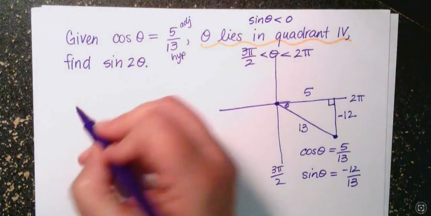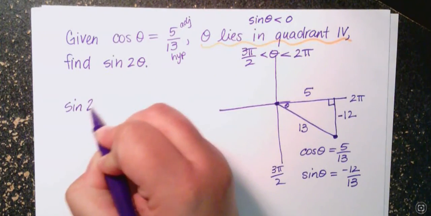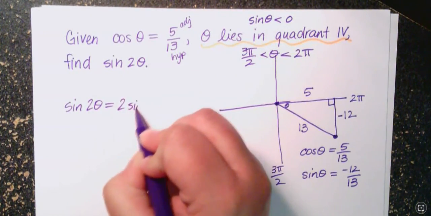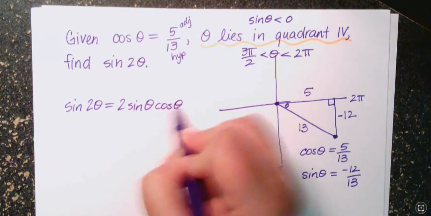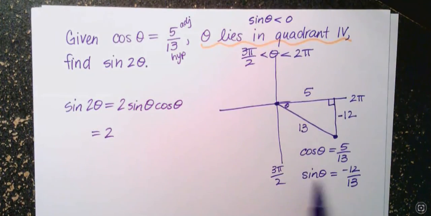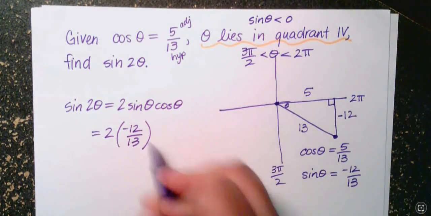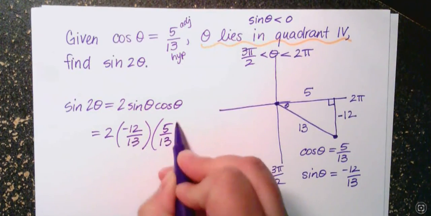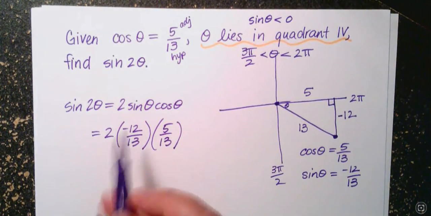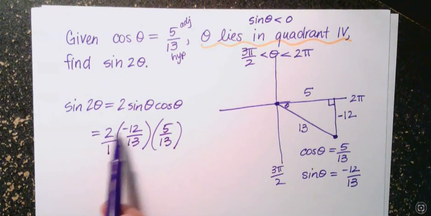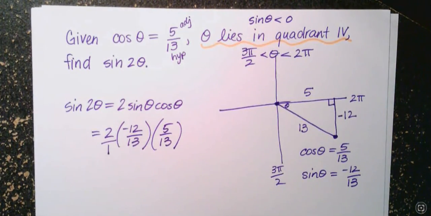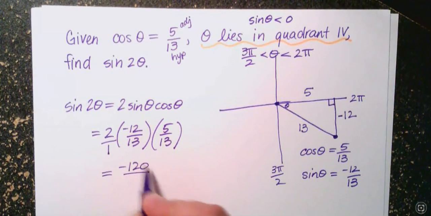So sine of 2 theta is 2 times the sine of theta times the cosine of theta. So that's going to be 2 times negative 12/13 times 5/13. And I'm going to multiply, this is 2 over 1, remember, so 2 times negative 12 times 5, that's going to be negative 120. And in the denominator, I get 13 times 13, which is 169, and there is my answer.